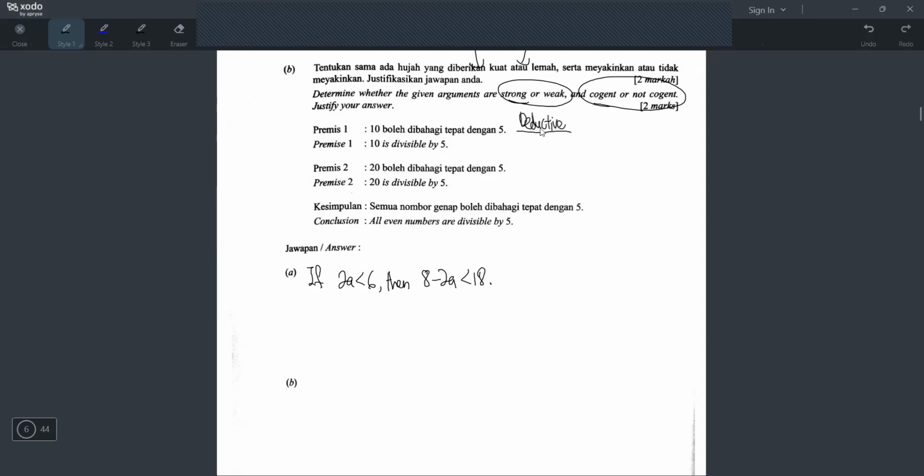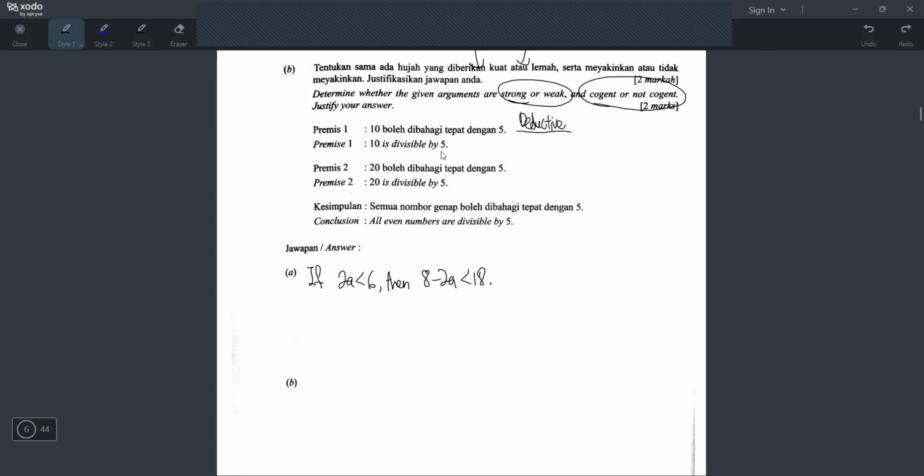Deductive argument is where, in premise one, they will give you a general statement, and then in premise two and the conclusion they will give you a specific statement, right? But for inductive, it will be the other way around. For inductive, they will give you specific statements, and then in the conclusion they will give you a general conclusion, right? So let's talk about deductive first.